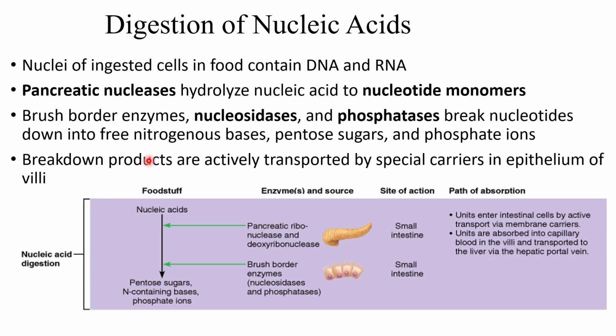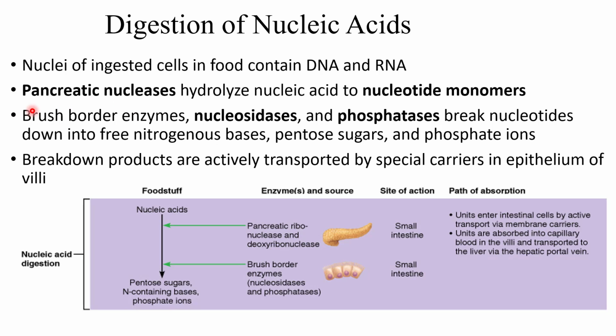So now the last of the macromolecules. Let's not forget that there are 4 macromolecules that make up a living organism, most especially us. You have the nucleic acids, our DNA and RNA, and the food that we are eating, coming from living organisms, have a lot of nucleic acids in them. So they do contain DNA and RNA.